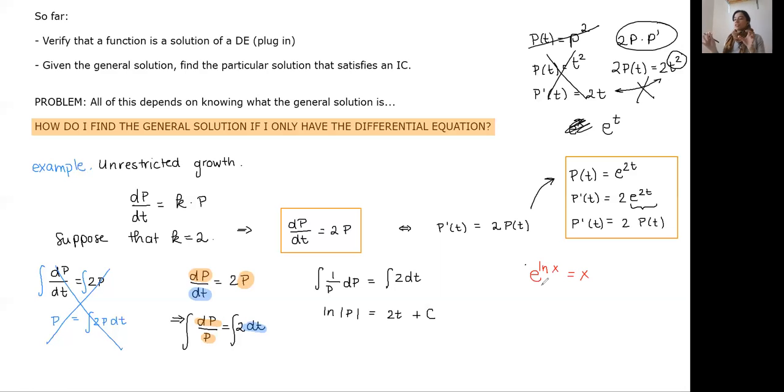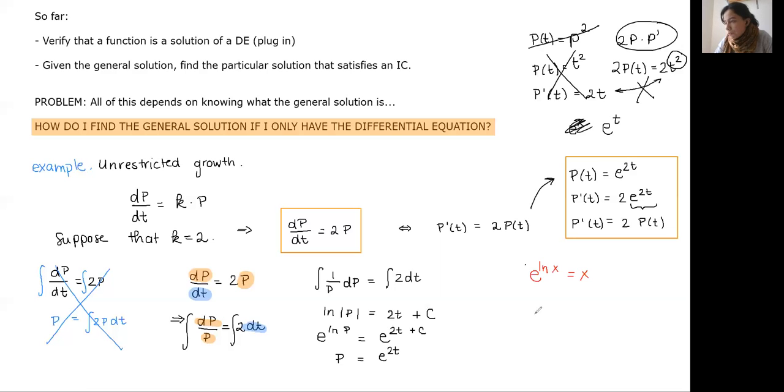So what I can do is put both the left-hand side and the right-hand side in the exponent of e, and then I'll cancel the logarithm that I have on the left-hand side, right? So I'll get e to the ln of p is equal to e to the 2t plus c. Over here, that means that p is equal to e to the 2t. But then here I have plus c.